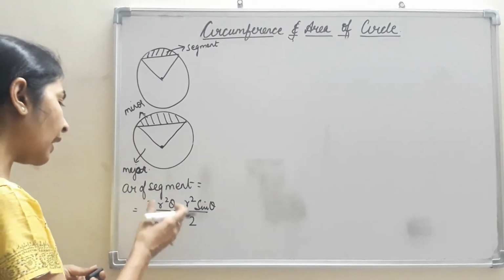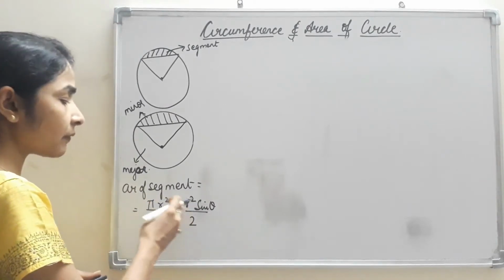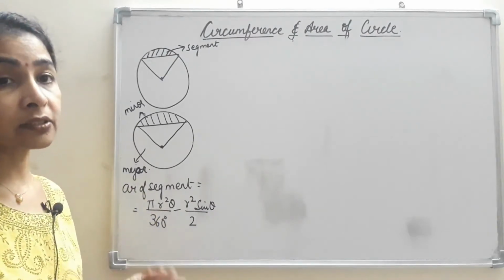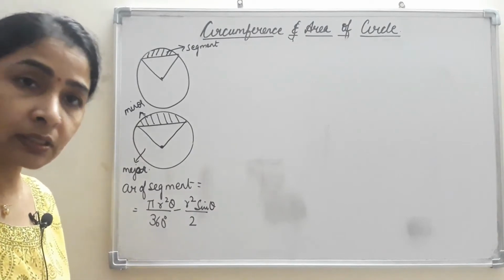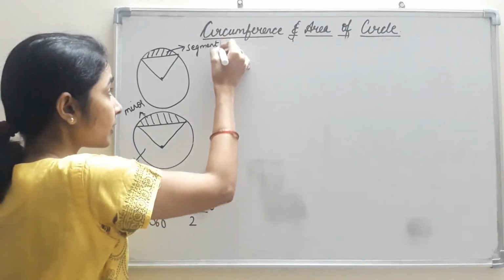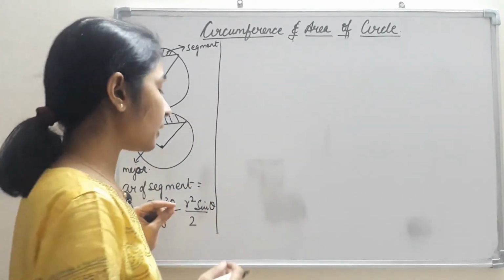Now in this we can make some simplifications, like we can take r square common and simplify the remaining part. That depends on our application, on our calculation, how easily we can do the calculations there. Actually the formula for the area is this. Now let us see some easy examples related to it.